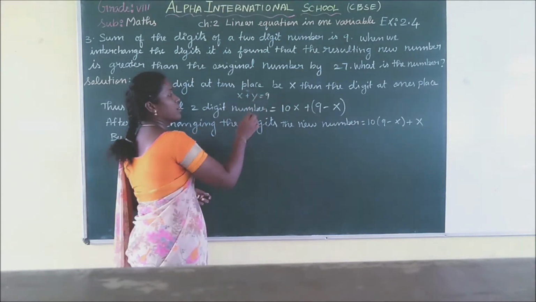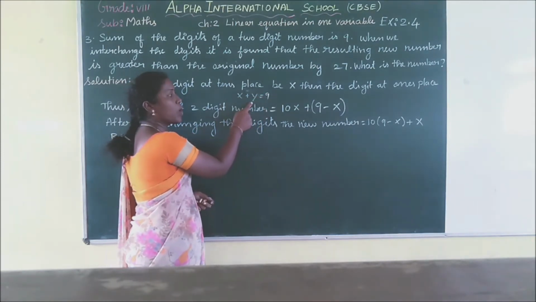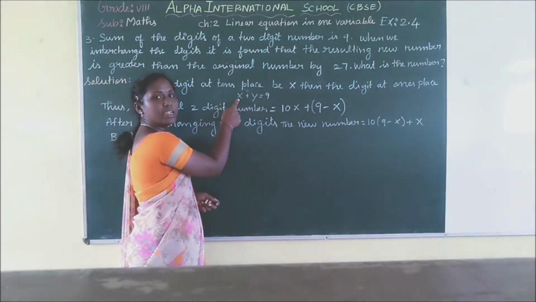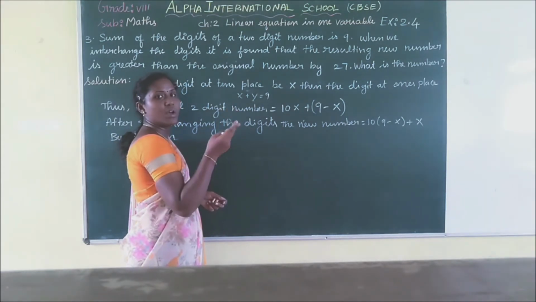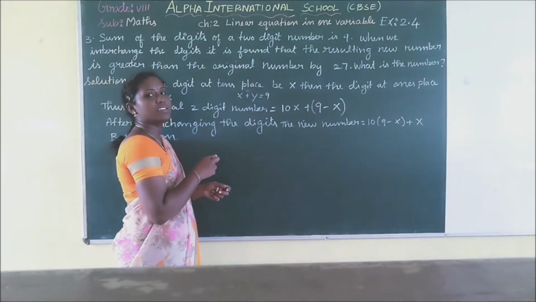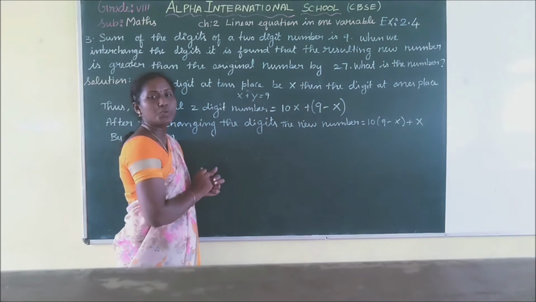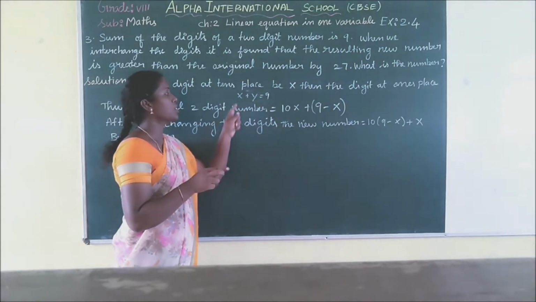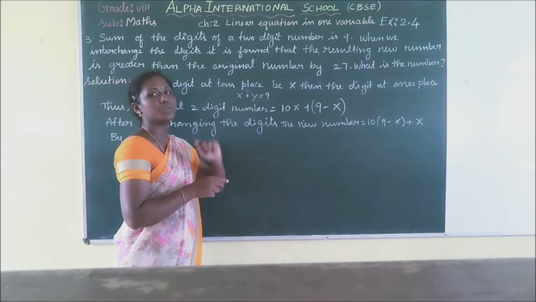Equal to 9. Here I am taking y as the digit in the ones place and x as the digit in the tens place. So the two digits are y and x. According to the question, what is given? The sum of these two digits is equal to 9. So I am taking x plus y is equal to 9.